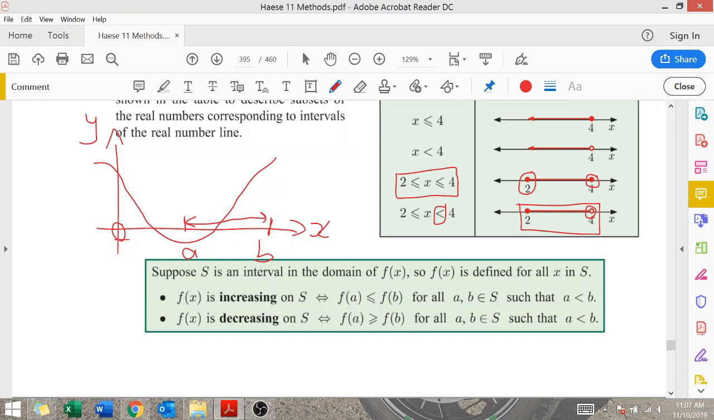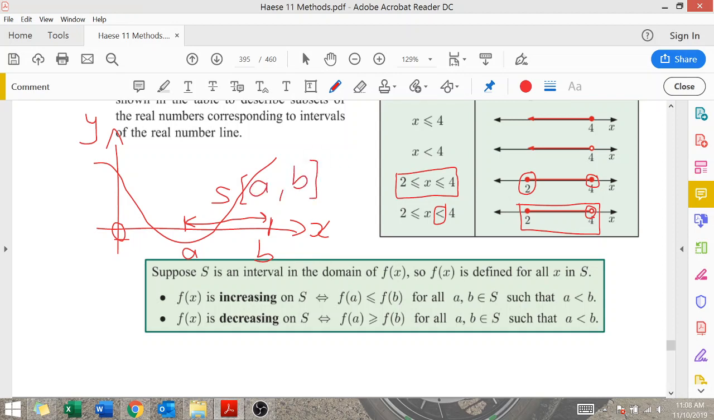So S is an interval in the domain such that x is defined within that interval. So S will be every set of values between A and B.